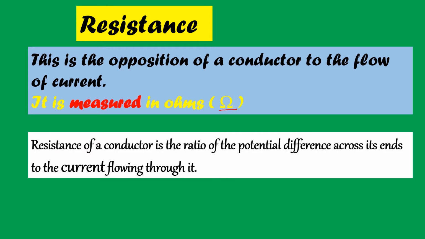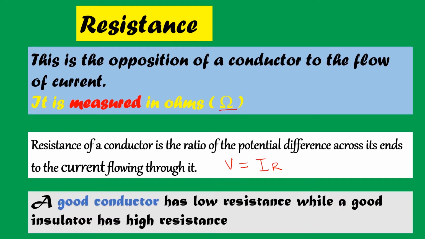The resistance of a conductor is just the ratio of the potential difference across its ends to the current flowing through it. Resistance becomes the ratio of the potential difference V across its ends to the current flowing through it, I. A good conductor usually has low resistance. It has low opposition to flow of current. That is why we call it a good conductor. And good insulators usually have high resistance to flow of current, and we have several of these ones.